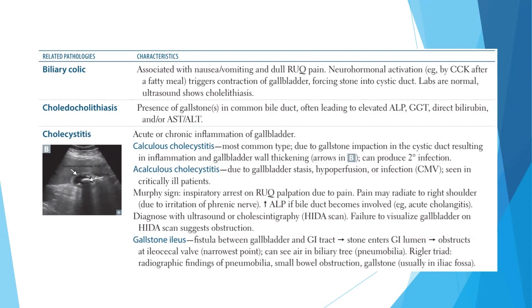The stone enters the GI lumen and obstructs at the ileocecal valve. That is the narrowest point, and you can see the air in the biliary tree. Rigler's triad is the radiographic findings of pneumobilia, small bowel obstruction, and gallstone, usually in the iliac fossa.